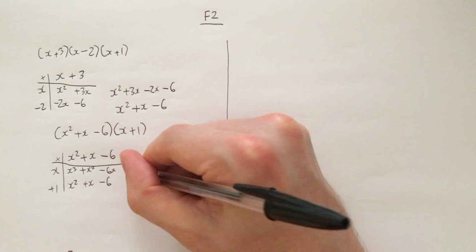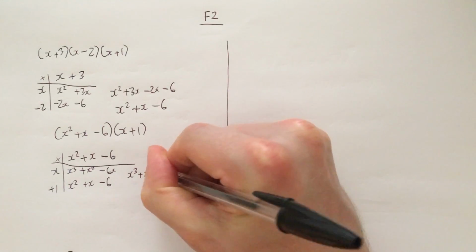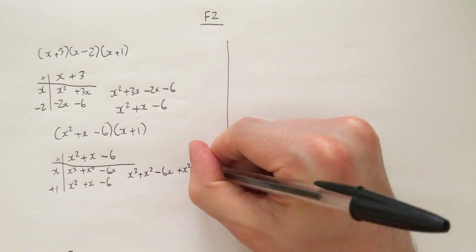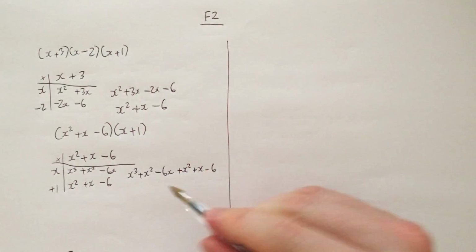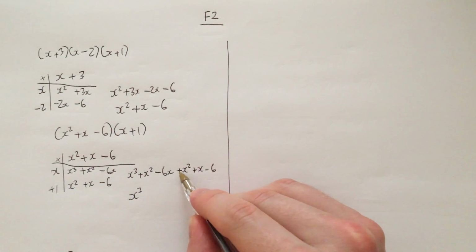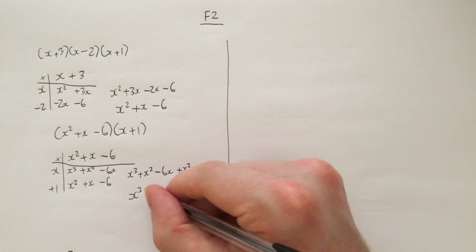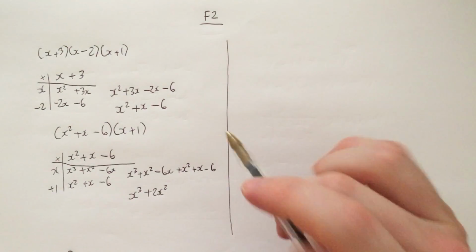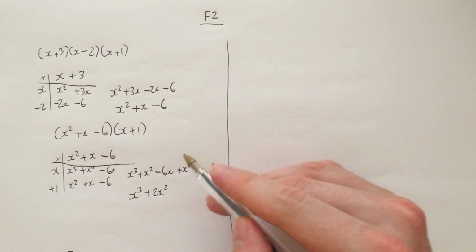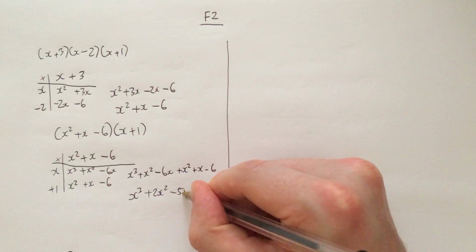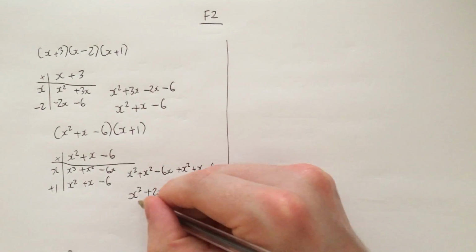So my final answers here are x cubed plus x squared minus 6x plus x squared plus x minus 6. X cubed, that's the only one. X squared, is there any more x squared? Yep, there's one here. X squared plus x squared is 2x squared. Don't do x to the power 4, please. That's when you multiply. When you're adding, there's two lots of them, so it's 2x squared. Minus 6x plus x is negative 5x, and you're just with the negative 6 there.